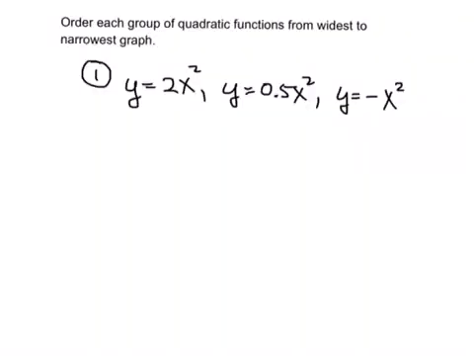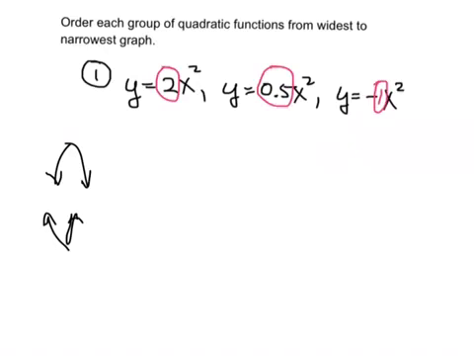In this problem, the directions say to order each group of quadratic functions from widest to narrowest graph. So we have three equations and we have to find the widest of these three graphs. Don't be thrown off by that negative, because that negative just means that the graph opens upside down versus right side up. What we're really looking for is this a value, 2, 0.5, or 1, and we're just looking at the 1, not the negative.